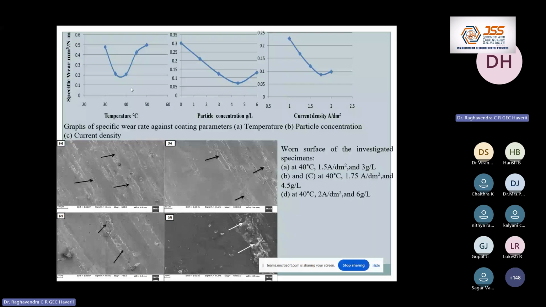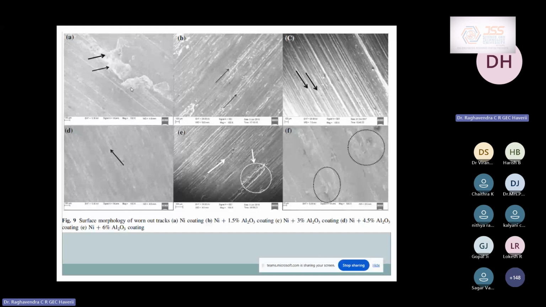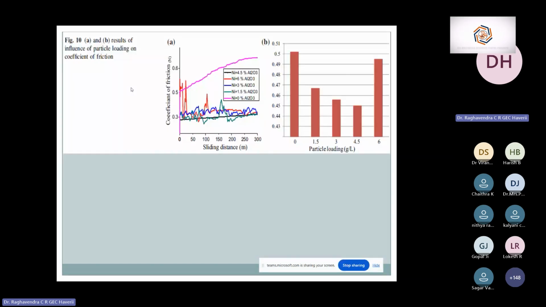This is all different, the same extension of those things. This is once again the figure number A, which tells us the coefficient of friction with respect to the sliding distance. The one pink color graph tells us that without any nanoparticles insertion, it has shown the highest coefficient of friction, whereas with the nanoparticles, it has shown less coefficient of friction.